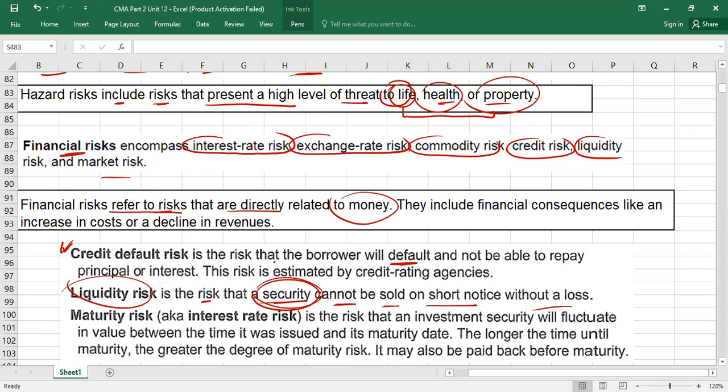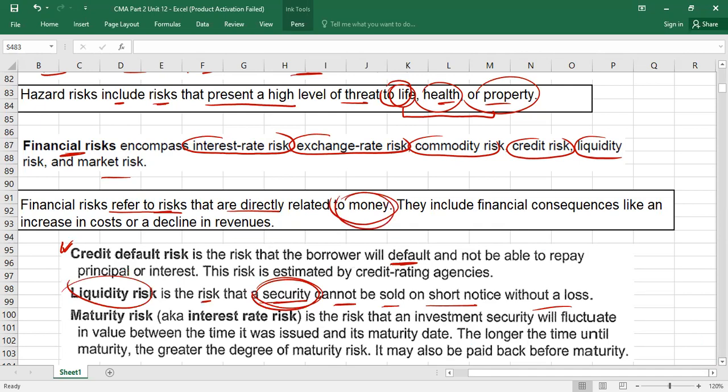So what does security mean? Say, for example, you have purchased certain bonds or stocks of new companies, or of risky companies, and now you want to sell your investments. Maybe you cannot sell them without incurring a loss. That is called liquidity risk. Simply, the investment cannot be easily converted into cash, right? So that is called what? Liquidity risk. This is also a financial risk because it will affect you in monetary terms.